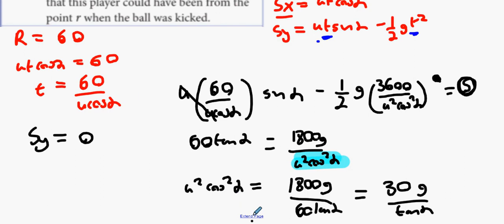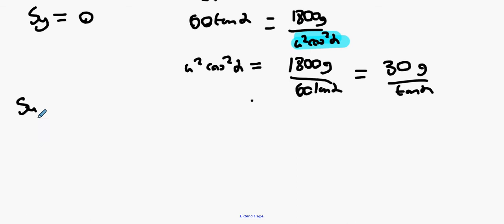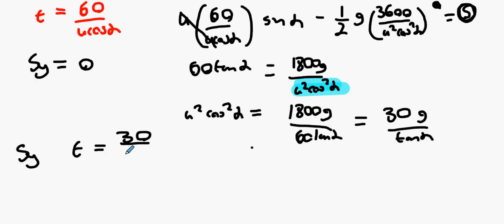And what did we expect to happen to the sy when we have a t of 30 over u cos alpha? That's the time it takes to reach its greatest height. Everybody cool with that? So the sy should be equal to, what's it, 5 points? Yeah, so I'm going to have to do exactly the same thing. It's messy.